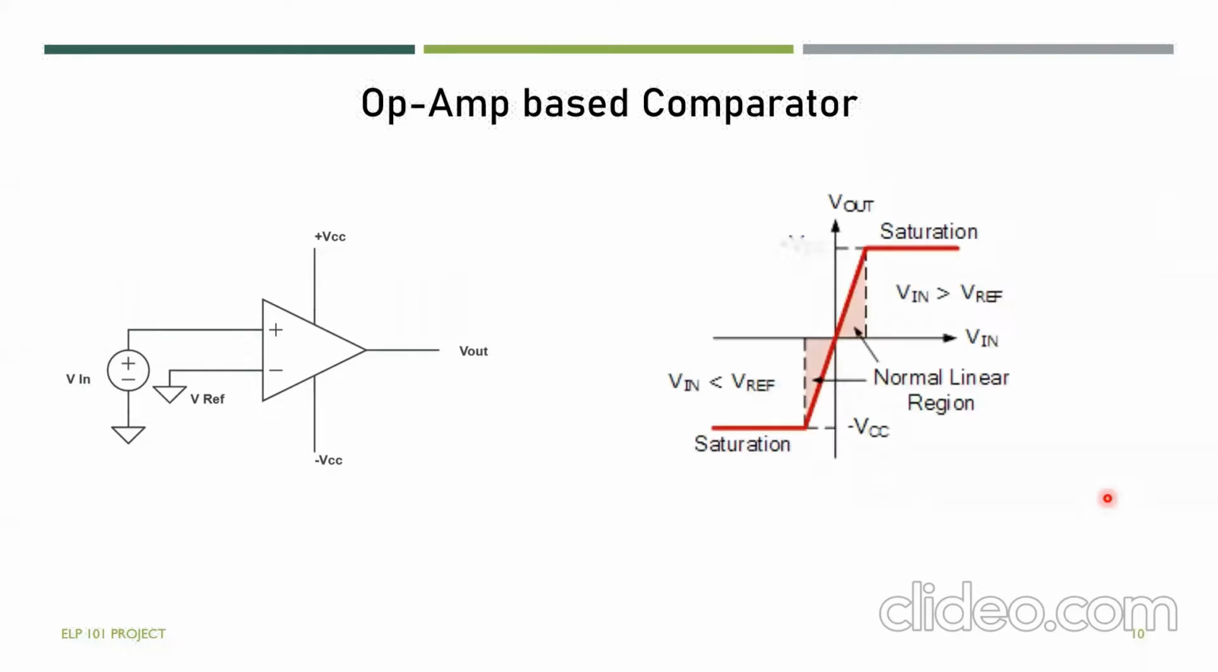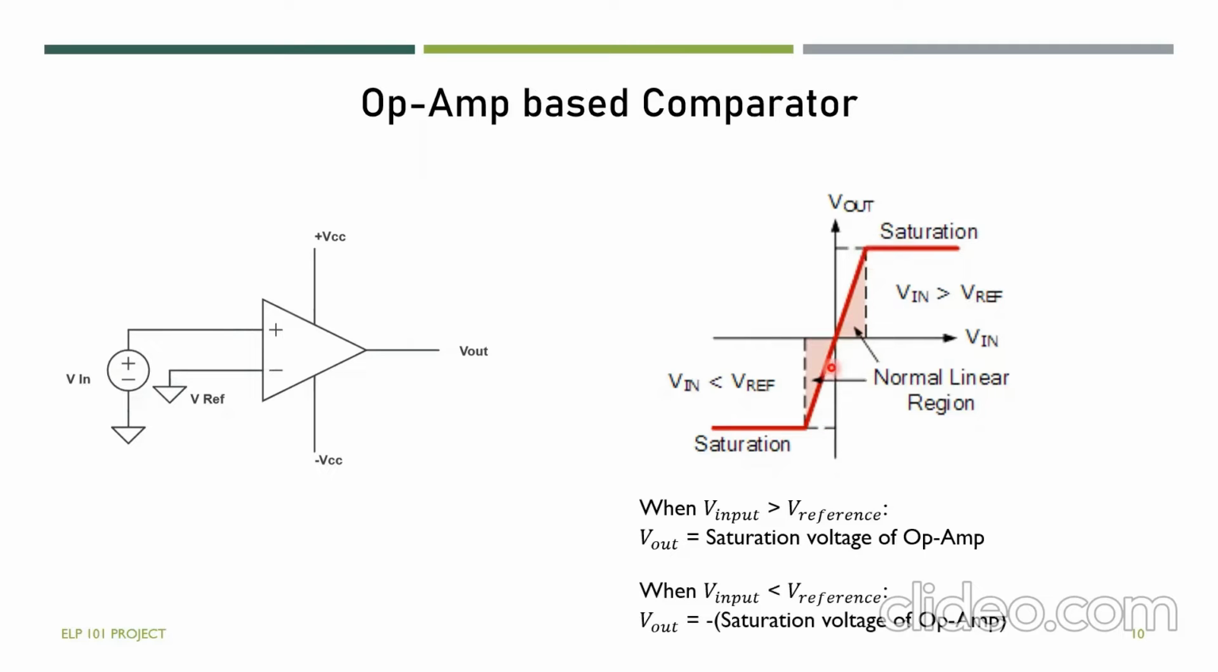And this is a graph of the output given by the op-amp based comparator. When the input voltage is greater than the reference voltage, V out increases linearly and after some time reaches the saturation voltage of the op-amp. When V input is less than V reference, it reaches a saturation point on the negative side, and then V output is given by the negative of the saturation voltage of the op-amp.